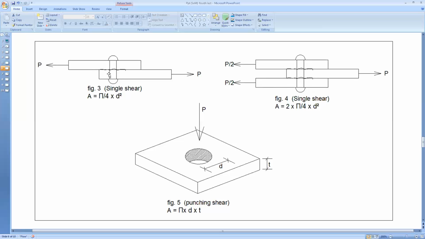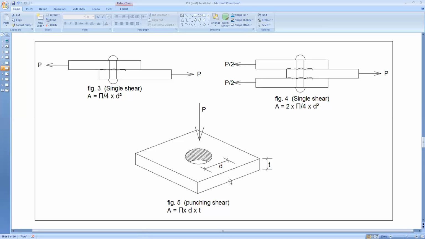So in figures 3 and 4, we consider the single shear as well as the double shear. Sorry, I wrote single shear here. It is not single shear in figure number 4. It is a double shear. And in figure number 5, we can see another type of shear which is known as the punching shear.